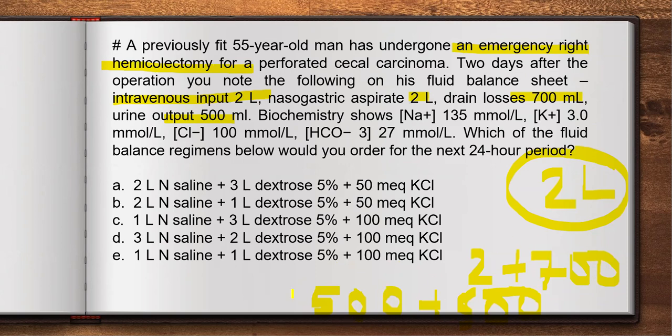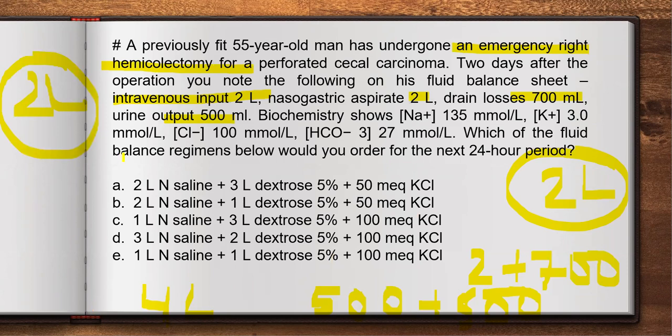So if you add this one, it becomes roughly 4 liter. Okay. So patient's input is 2 liter, output is 4 liter. What is the deficit patient is having? 4 minus 2, which means 2 liter deficit. Okay.